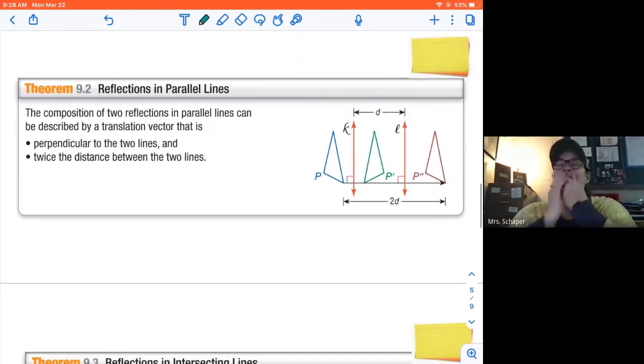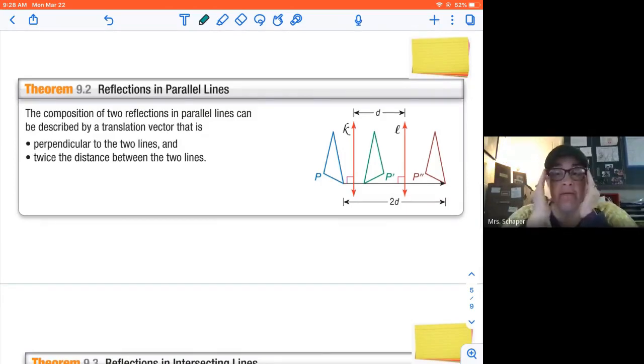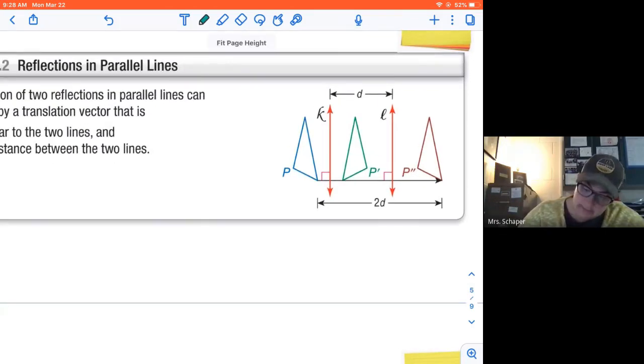Now, here's where we want you to take a peek. I think the previous part is building on what we talked about. This is going to be brand new, reflections in a parallel line. All right. The composition of 2 reflections in parallel lines can be described by the translation vector that is perpendicular to the 2 lines and twice the distance between the 2 lines. So what does that mean? Okay.